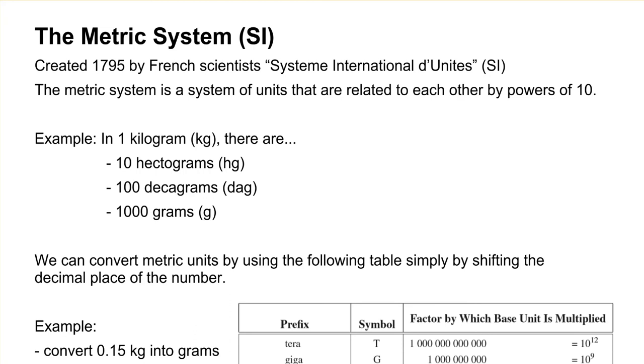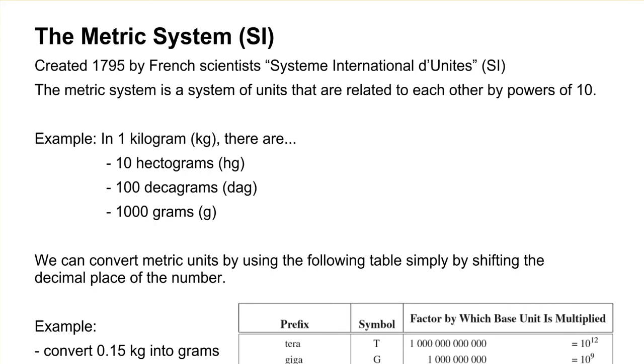Now, the metric system was created in the late 1700s by some French scientists, right around the time of the French Revolution. The metric system is a system of units that are related to each other by powers of 10. So an example of that is in 1 kilogram, there are 10 hectograms, 100 decagrams, and 1,000 grams. And so you'll notice that all of these are basically powers of 10 of each other.